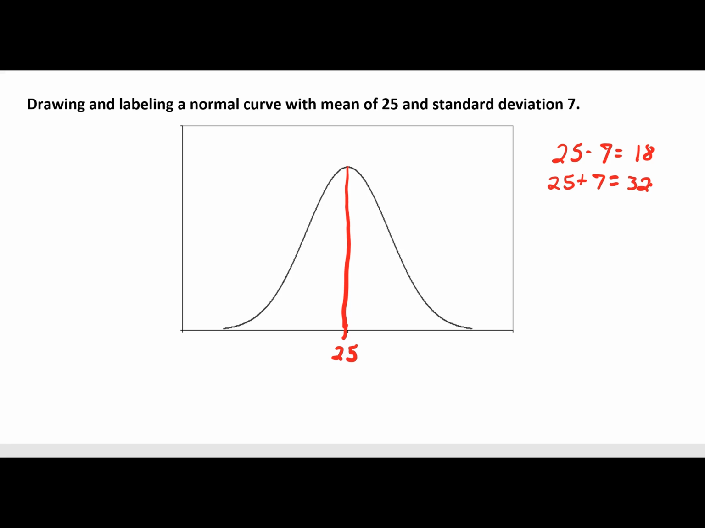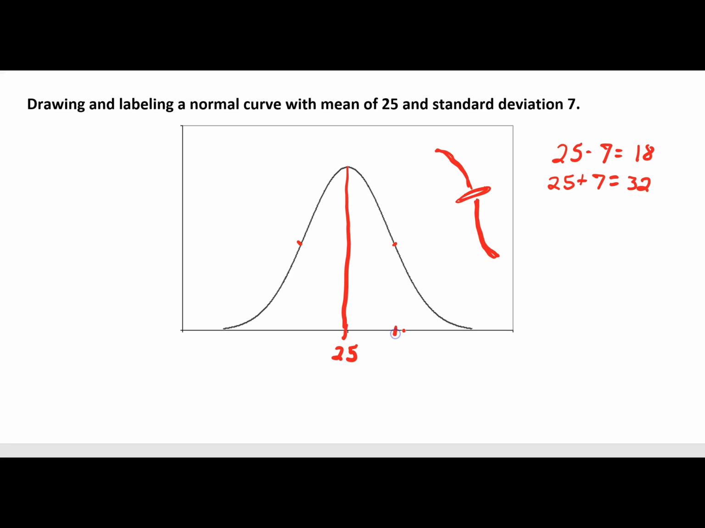Now where do I place those? Do I just move over a little bit, or do I move a long ways over? Well, what we look for is an inflection point on the normal bell curve. An inflection point is when the slope of a curve changes from increasing rapidly to increasing slowly, or in reverse, decreasing slowly to decreasing rapidly. We're looking for the inflection point. And on this picture, the inflection point appears right about there, symmetrically on each side of the bell curve.